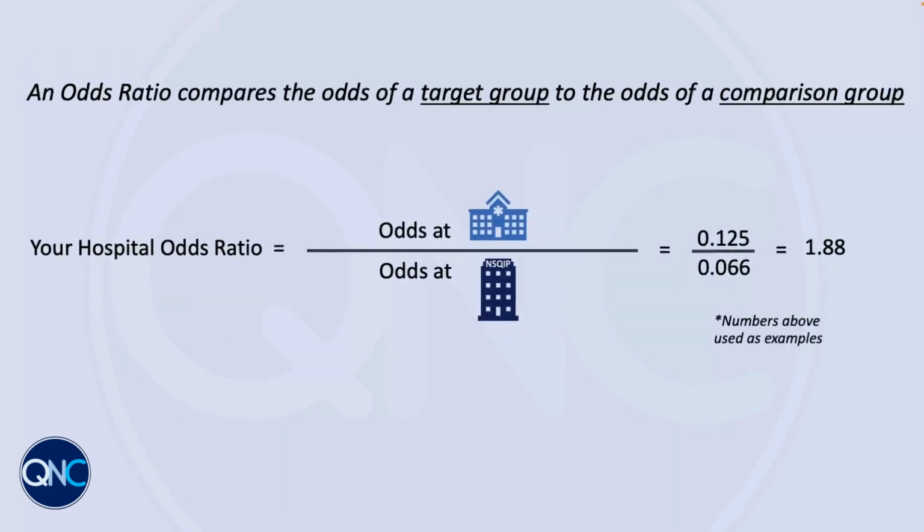That ratio is represented by a number that has 2 decimal places. Here, we're showing an example of what that looks like. But what does that number mean, and what does the value signify?